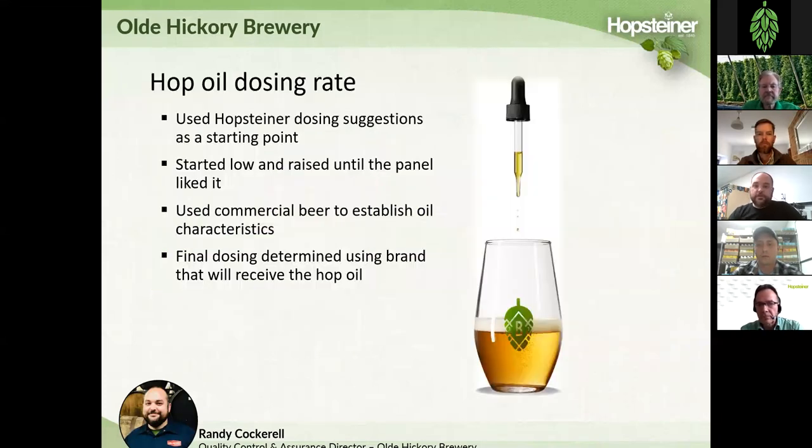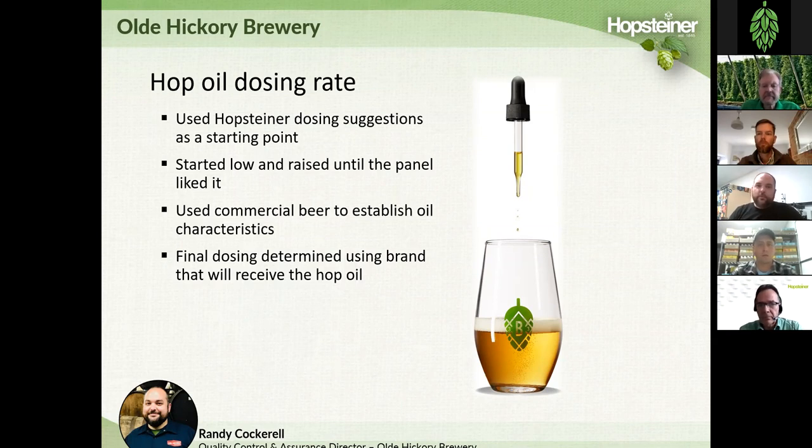As far as the dosing rate, Hopsteiner has a spec sheet on all of their different hop oil preparations. For the hop oils that we use, we started with the dosing rates suggested on the sheet, and we raised them until the panelists liked it. We found that a pretty moderate dosing rate achieved the effect we were looking for, because keep in mind, we are combining this with still dry hopping. We haven't stopped dry hopping. And when additions got too high, the panelists thought it was perfumey in an artificial way that wasn't pleasant. So that's how we dialed in our use of that.